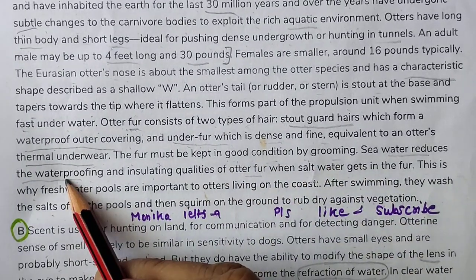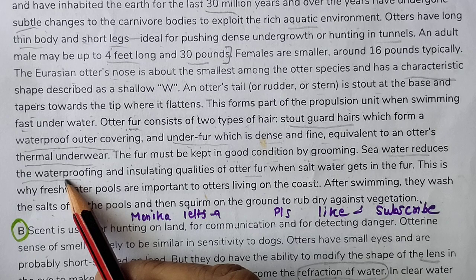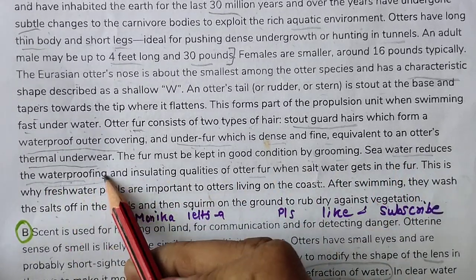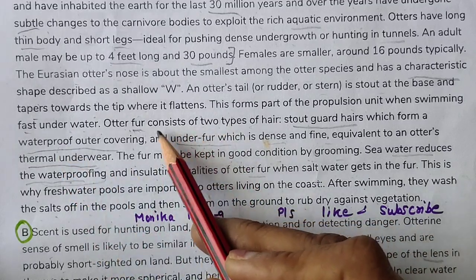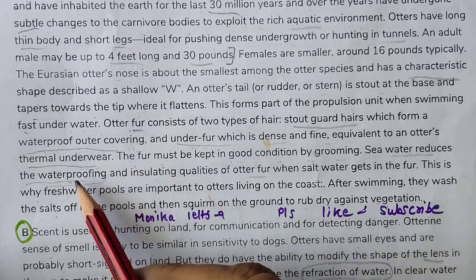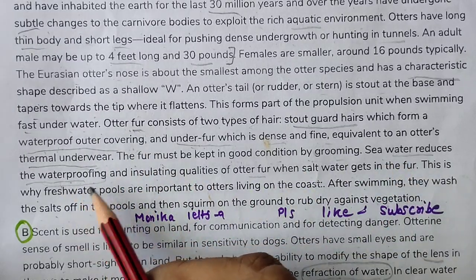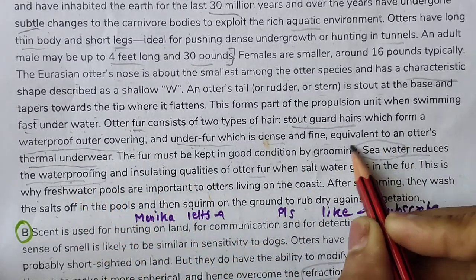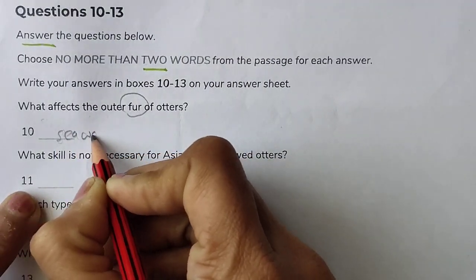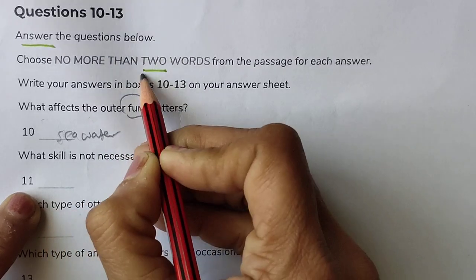Seawater reduces the waterproofing. So here fur forms a waterproof outer covering, but seawater reduces the waterproofing. So what we can write here is seawater, because we can use two words.